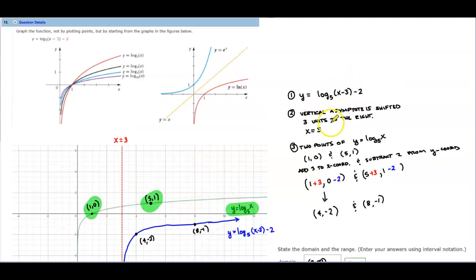So what we want to be able to do is find what is the shift. Is there a horizontal shift? Is there a vertical shift? Well, in this problem, there's two. Okay, so if you notice that we have the log base 5 of x minus 3.